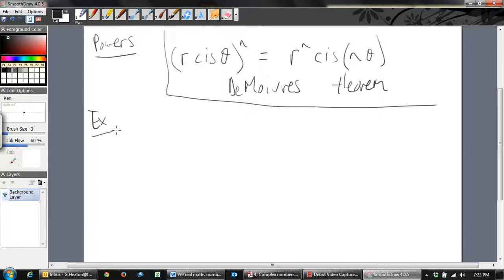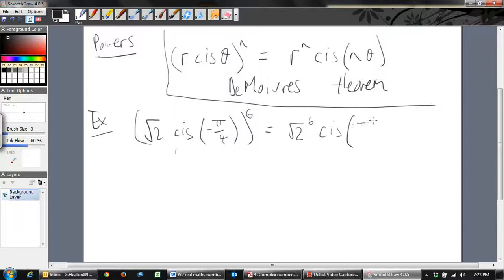Let's just look at an example for calculating a power. Let's just do, say, root 2, I'm just making something up, cis negative pi on 4. And let's just raise that to the 6th power or something like that. Okay, so here we go. What happens is the root 2 gets raised to the 6th power, and what happens to cis? Well, that gets multiplied by 6, so it'll be negative 6 pi over 4.